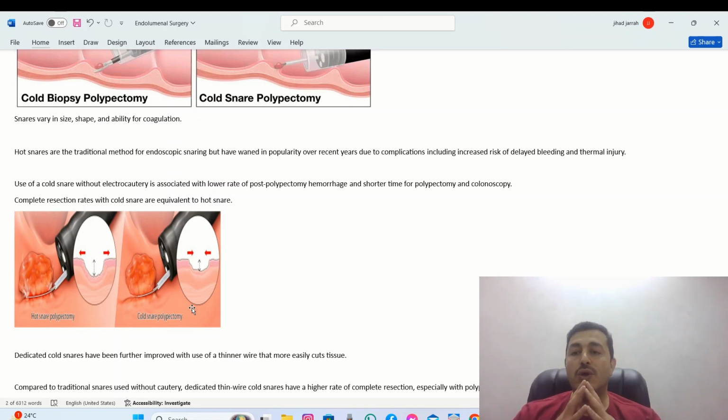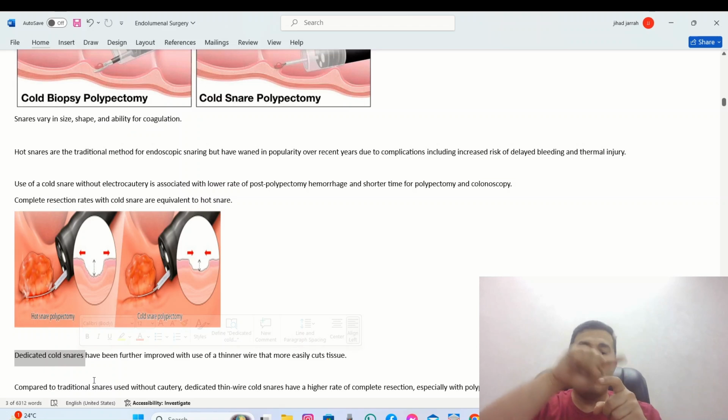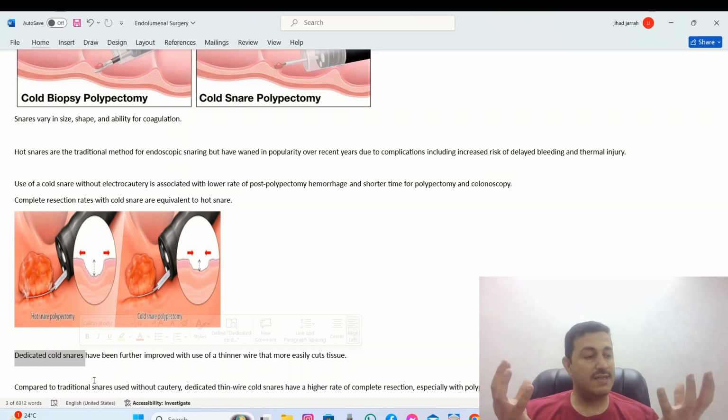It's preferable to use cold snare. We now have what we call the tailored or dedicated cold snare. What do we mean by dedicated cold snare? We make the wire extremely thin so that it can grasp and cut the tissue better. If we compare hot snare and cold snare regarding the completeness of resection, it is the same.